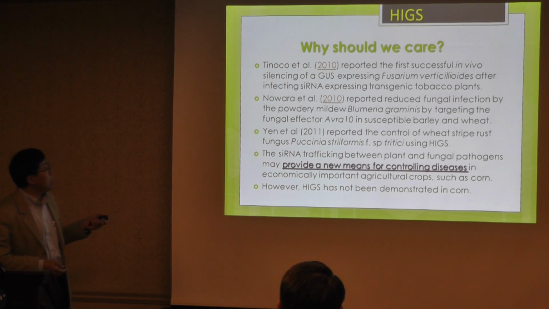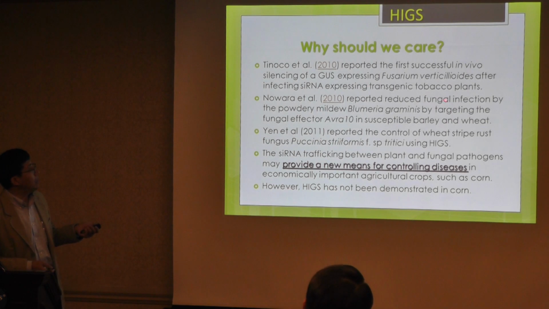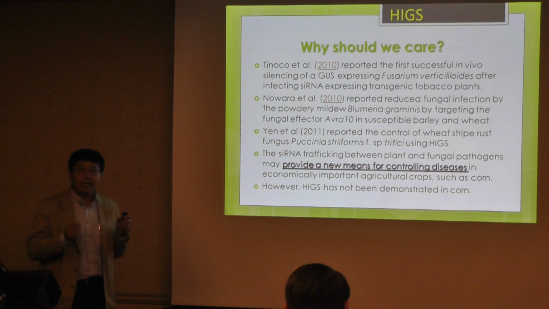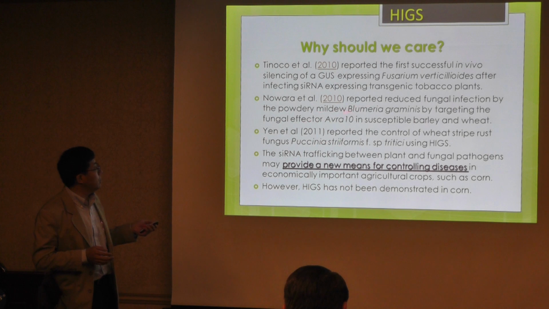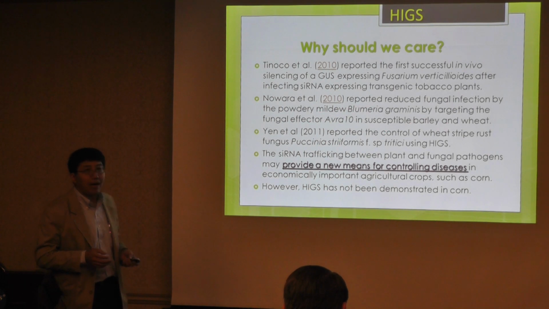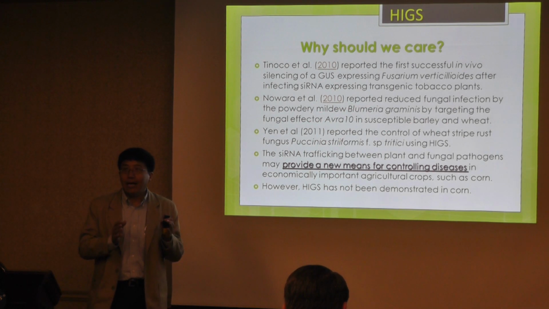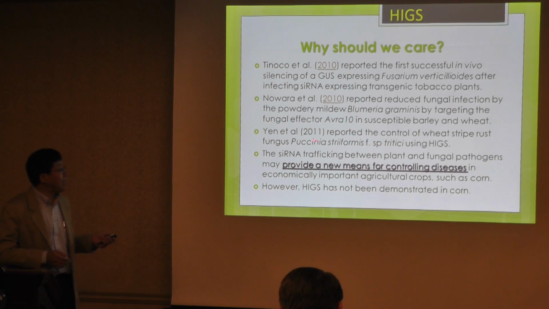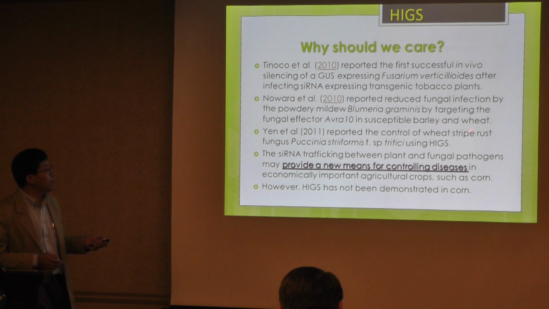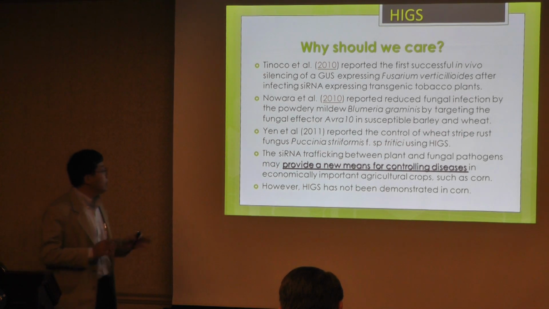And another study, a 2010 report, used a similar strategy to reduce the disease in powdery mildew in wheat and barley by expressing a pathogen effector gene, AVR10. And a similar effect in 2011 could control wheat stem rust using a similar approach.